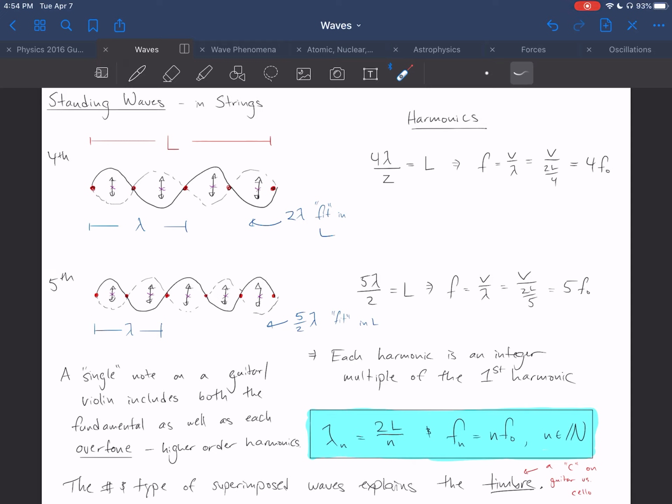you can see that you can fit 2 full wavelengths in that fourth harmonic. Those 2 full wavelengths fit in L, and therefore 2 lambda is equal to L. But we're going to write it slightly differently, in part to show a pattern that we're going to use a little bit later on. So we'll write that as 4 lambda over 2 is equal to L.